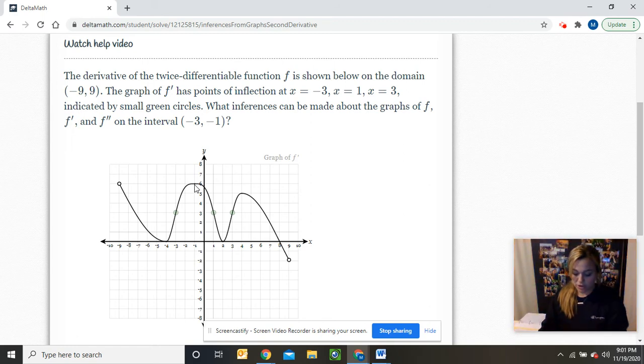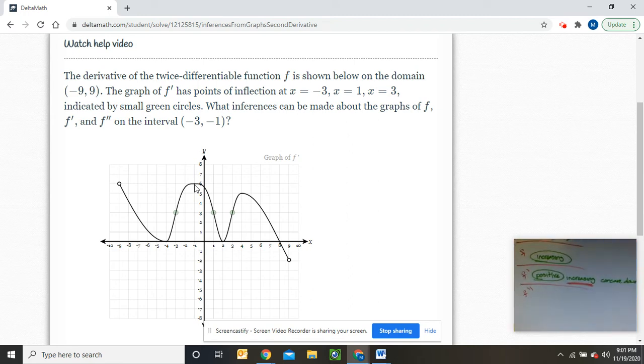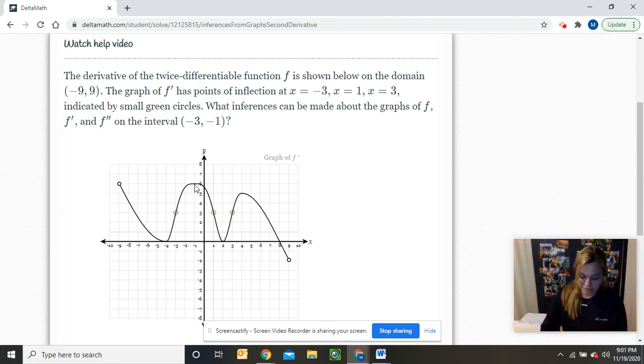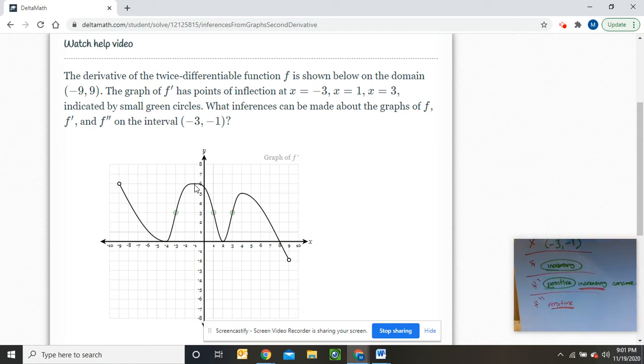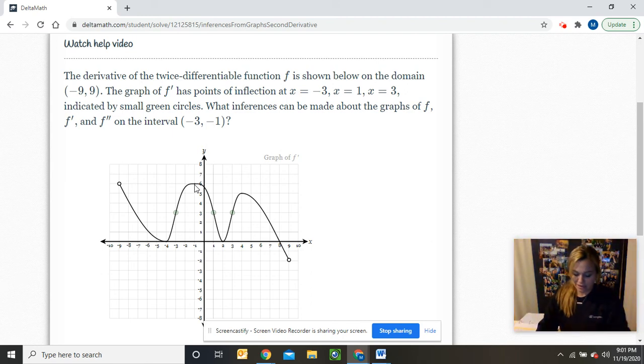So far I've got this. And then I think, okay, well, if f prime is increasing, what does that mean about f double prime? So if f prime is increasing, that means f double prime is positive because f double prime is the slope of f prime. And as soon as I say the second derivative is positive, what do I know about the function f? I know the function f is concave up.